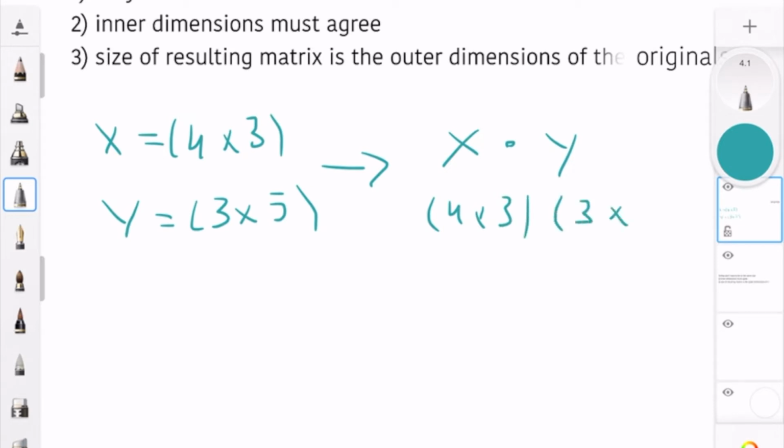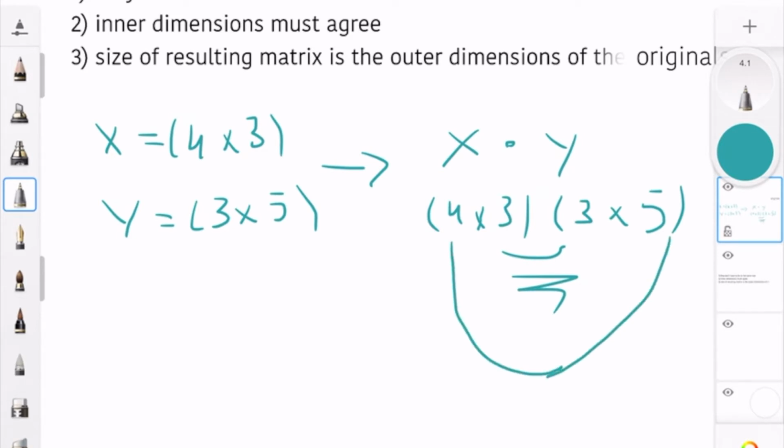Let's look at the second rule. It says the inner dimensions of the sizes must agree. As you can see, let me write for a second. Their inner dimensions are both 3. Here we are able to multiply them. And the third rule explains that the size of the resulting matrix is the outer dimensions of the originals. Here the original matrices are 4 by 3 and 3 by 5. In this case, our matrix is going to be 4 by 5.